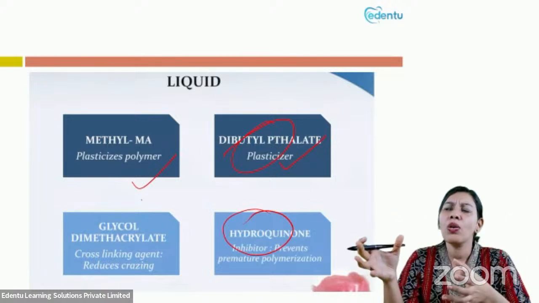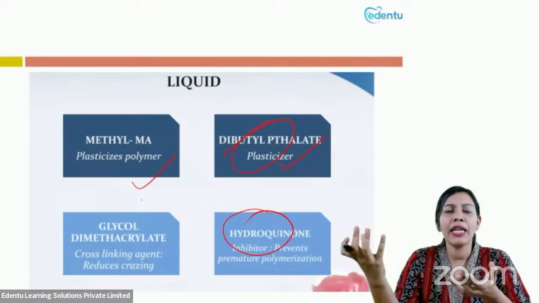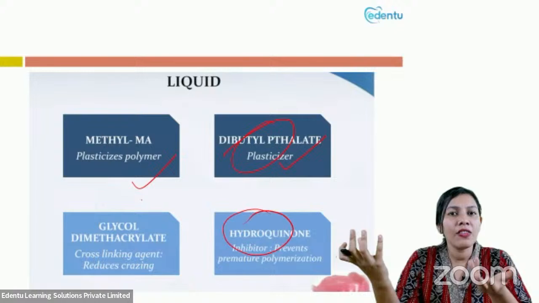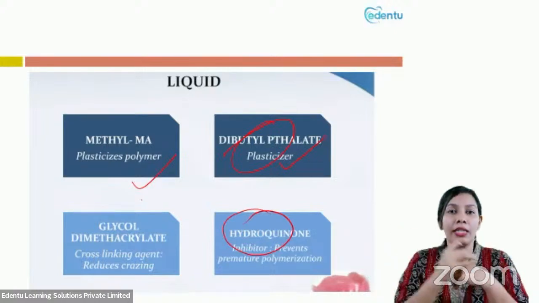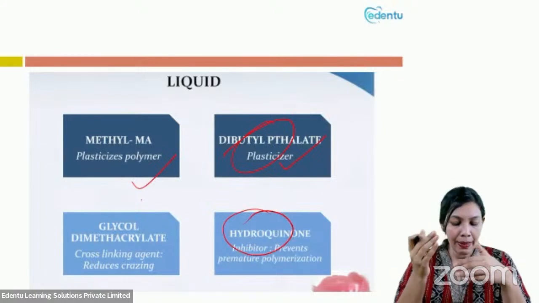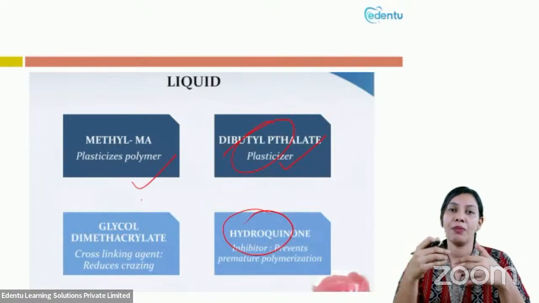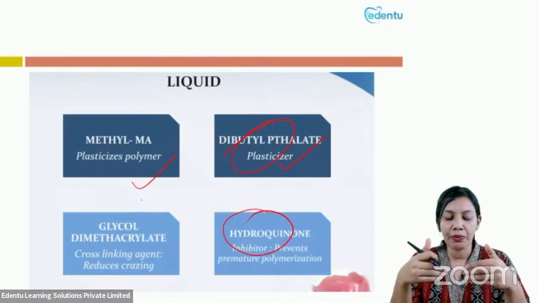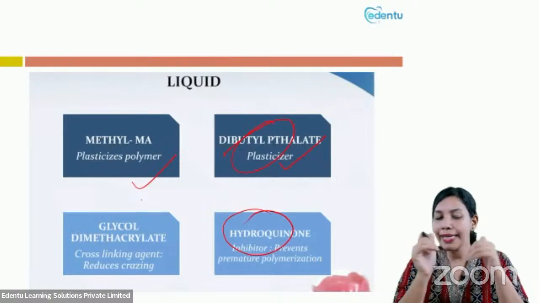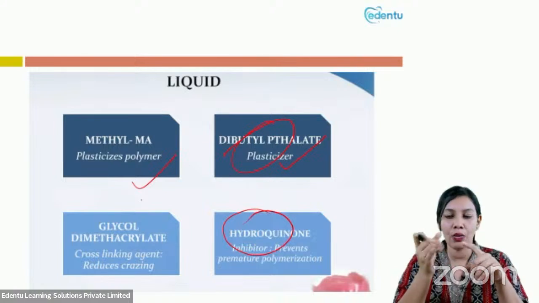When we store the powder and liquid, we know that in our environment there is continuous change of temperature. So because of this temperature, sometimes the reaction might start within the bottle itself. To prevent the premature polymerization, the polymerization before which we need, we use something called hydroquinone. So all these terms which I've used till now, the powder, the liquid, it is very important.